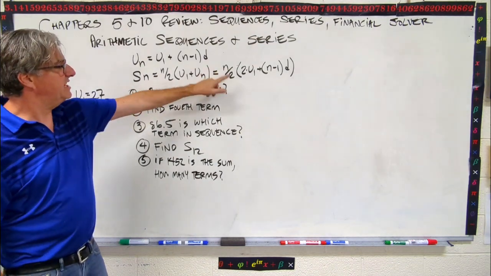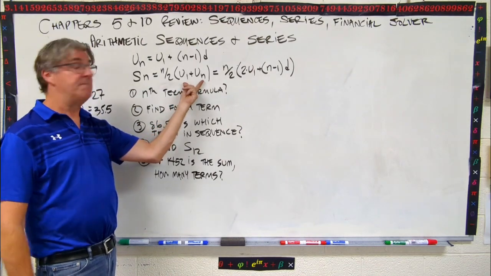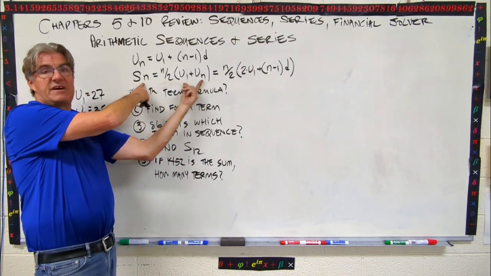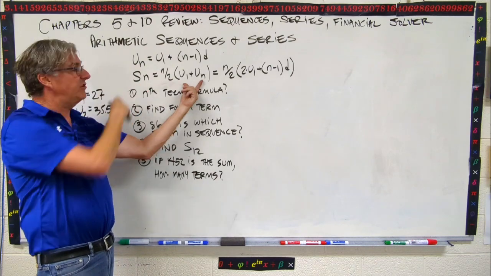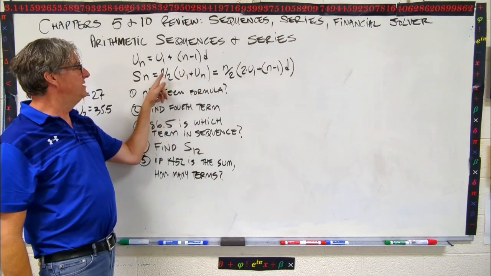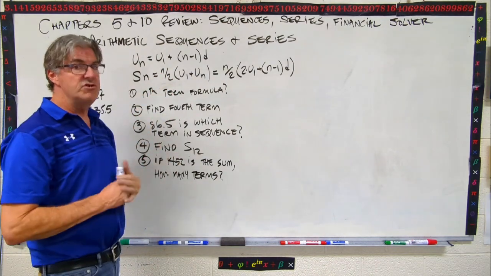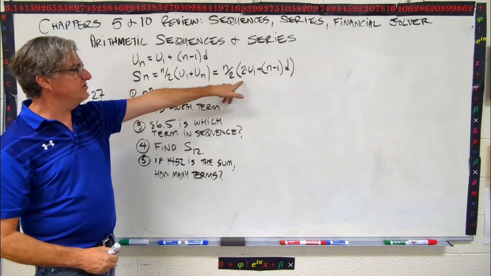N over 2 is the same in both of those, but this one is good if you know the nth term. So if you've got the sum, say, of 8 terms and you know the 8th term, then this one's pretty simple. You just add the first and the nth term and then multiply it by n over 2. Pretty straightforward. But if you don't know the nth term, then you can use this formula.